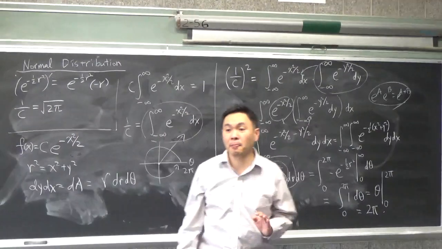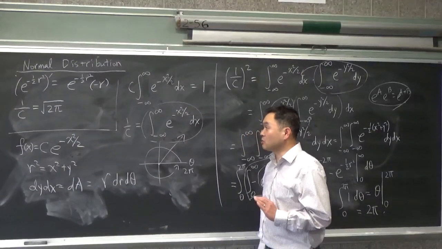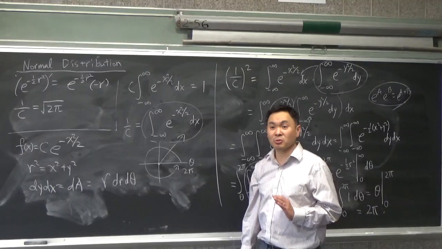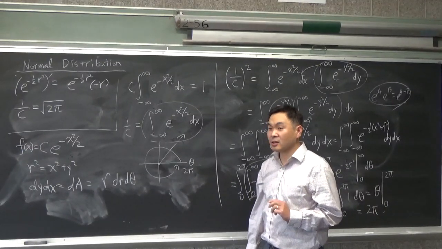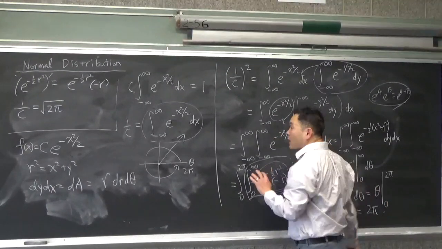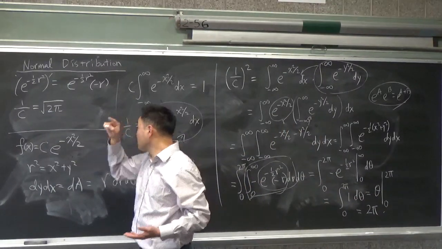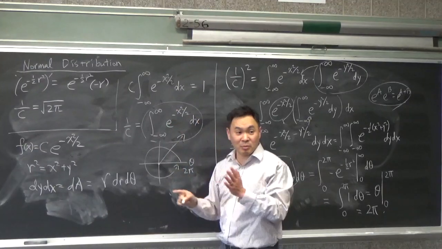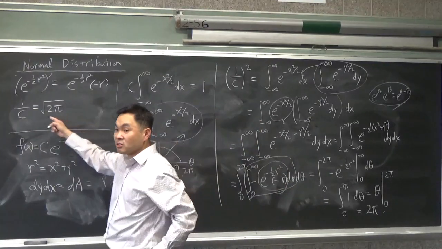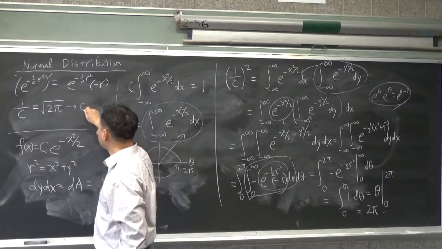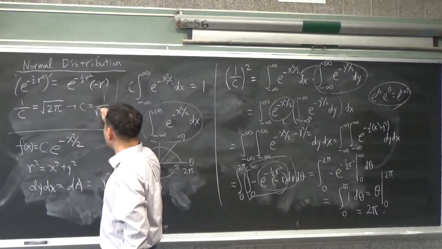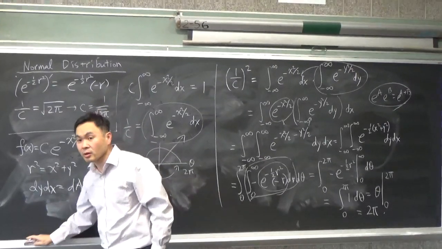Is that okay? 1 over c should be square root of 2 pi. It's because this squared is 2 pi, it's either plus or minus square root of 2 pi, but it has to be positive because this integral is positive. It can't be negative. So this is positive, and that means c must be 1 over square root of 2 pi. Okay.